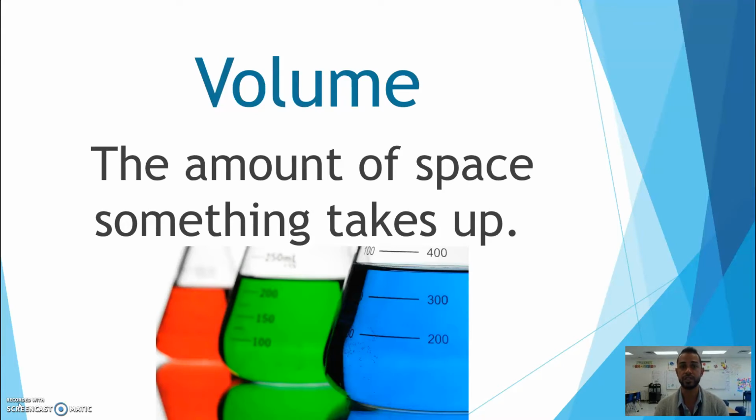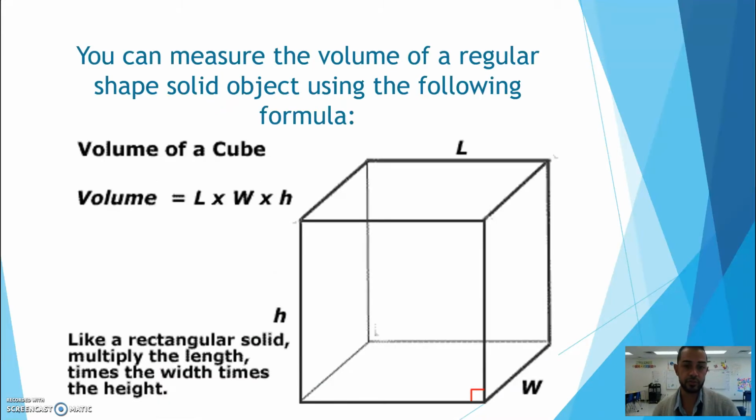So let's start first with the objects that have a definite shape or a regular shape. To measure the volume of regular shaped objects, we have one specific formula. Here in the presentation, you can see that you can measure the volume of a regular shaped solid object using the following formula: volume is equal to length times width times height. So we need to use math. We need to multiply the measurements of the object that we are measuring.